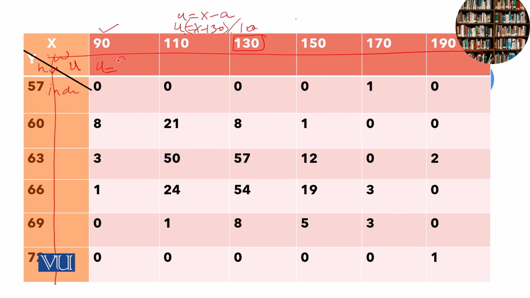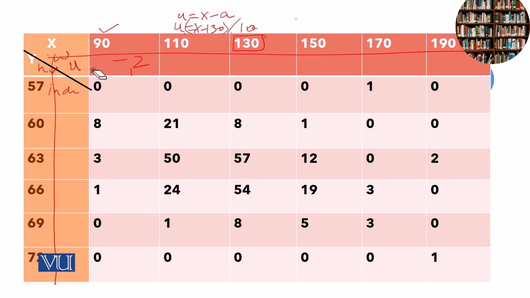So the first value is 90 minus 130, divided by 10, or 20. It's possible to write 20 here, so it's all up to you. So 90 minus 130, the answer is minus 40 divided by 20. So it's minus 2. We will write the first value as minus 2.